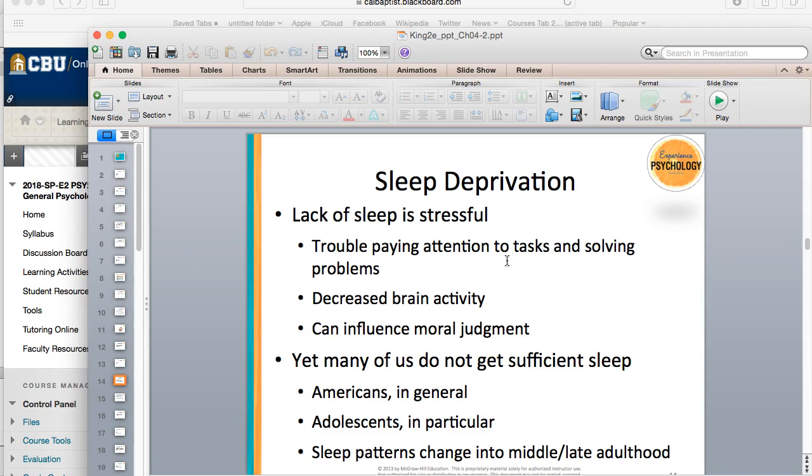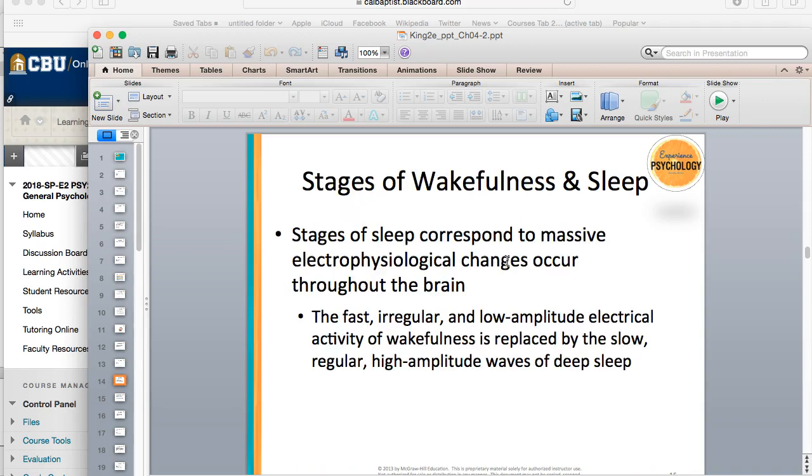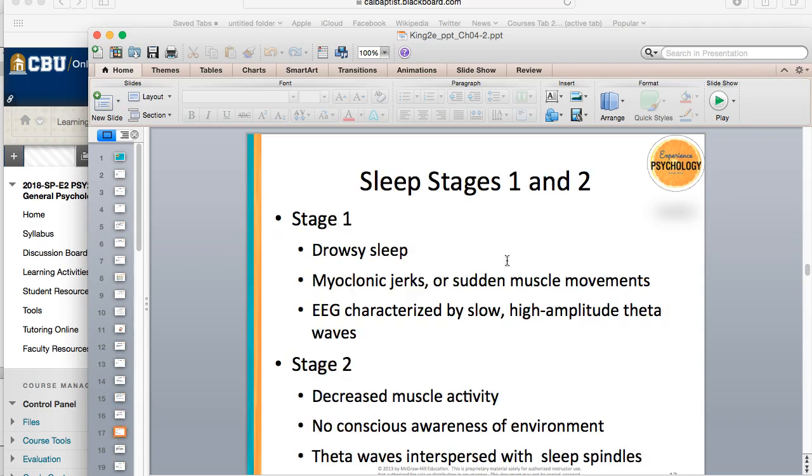Sleep patterns change into middle and late adulthood. This is true. When you're younger, you can get less sleep than when you're older. So this has a very huge impact on mood, your brain activity, your judgment, problem solving, being able to handle tasks, paying attention, etc. Stages of wakefulness and sleep. So I'm going to move past this. Beta waves, alpha waves, yeah.